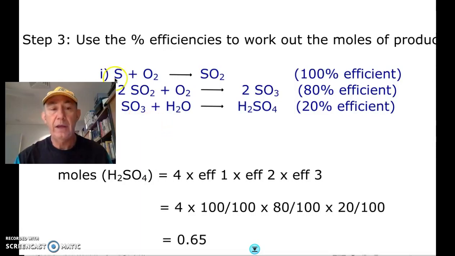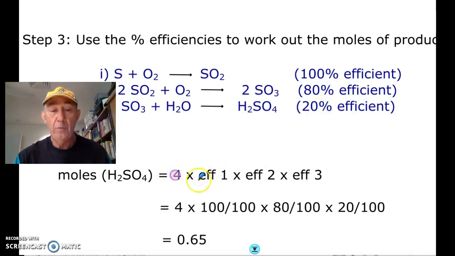Okay, so looking at our equations again, you'll see at the end of the line each one has its own efficiency. So we are trying to now work out the number of moles of sulfuric acid using these efficiencies. This 4 moles that we worked out was only the number of moles that we could make if all of our reactions were 100% efficient. So 4 moles of sulfur could be turned into 4 moles of sulfuric acid if we had 100% efficiency, but we don't have that in all 3 reactions.